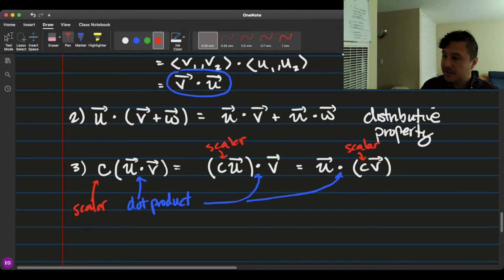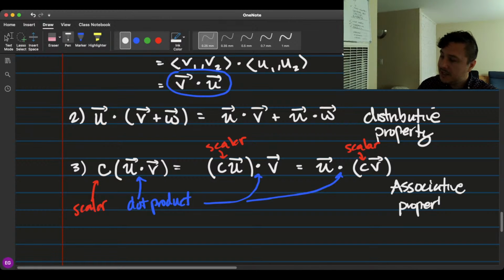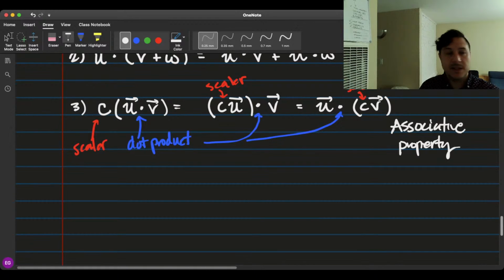This one's called the associative property. Not that you need to know, but I'm just telling you. If you ever take linear algebra, they go over a lot of this in way more depth. And you have to, like, memorize them and stuff. Here, you just need to know how to use them.